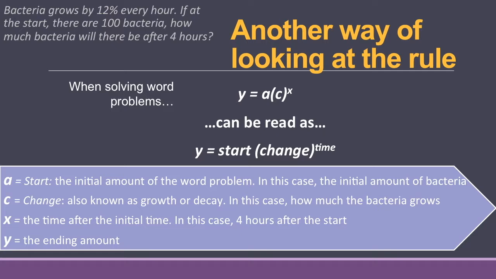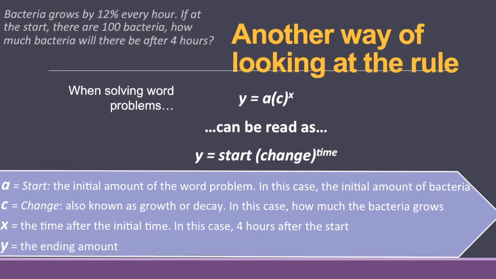C is change, or growth, or decay. It can be represented as increasing, decreasing. In our question, it's how much the bacteria grows. So we're talking about an increase. X is usually, mostly always, the time after the initial time that you start your question. In this case, it's 4 hours after the start. And Y is the ending amount, in this case, of bacteria. So how much bacteria is there going to be after 4 hours if we started with 100 bacteria and we know that it grows by 12% every hour?